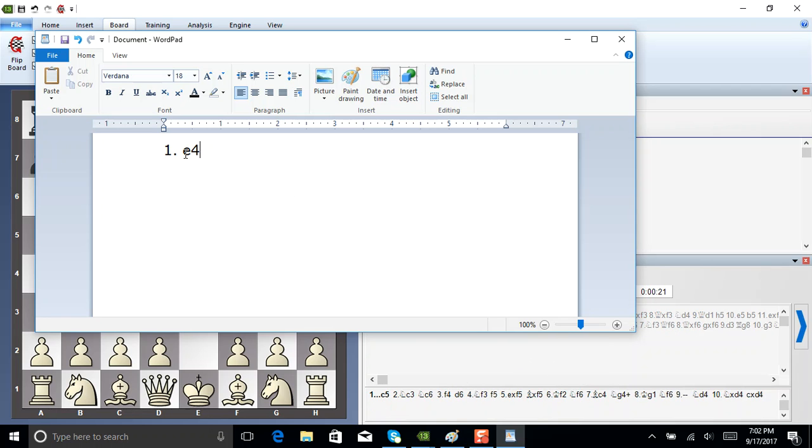Now, you don't need a capital P when you move a pawn. So it's just like the swimming pool. We don't want any P in there.